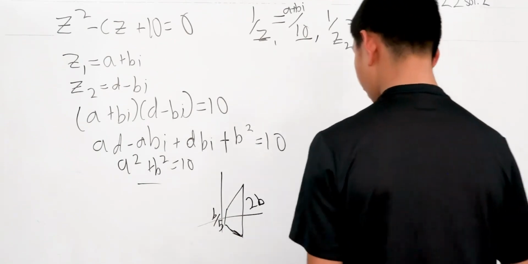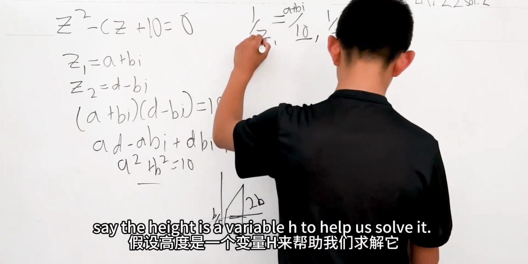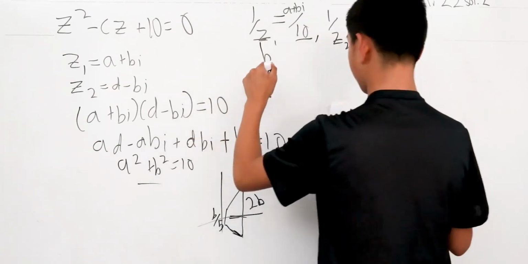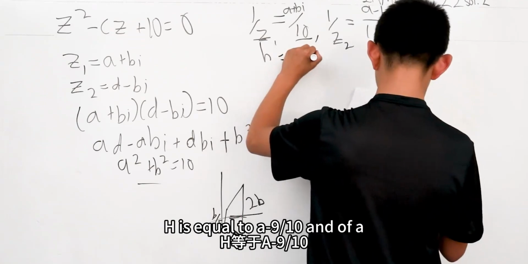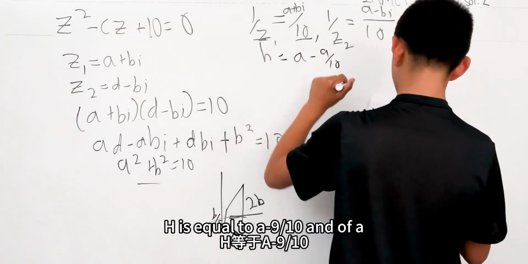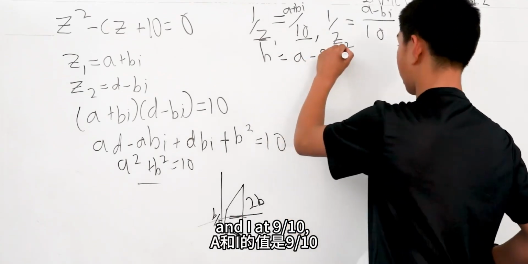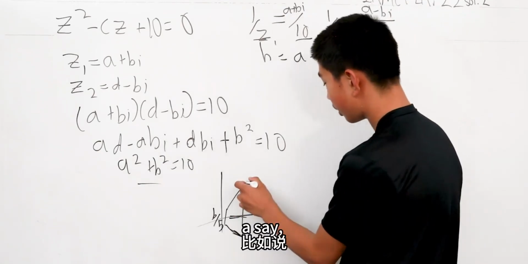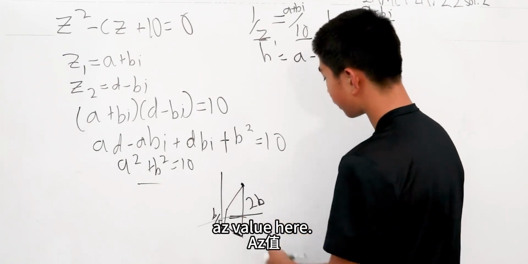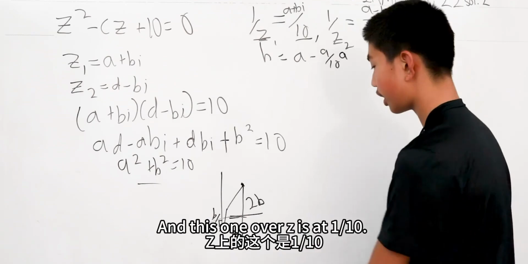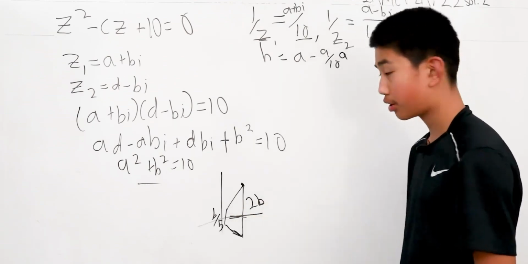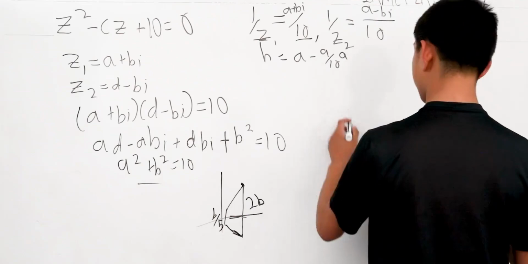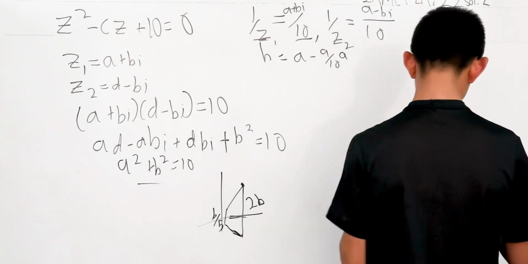Okay. Now, we want to find this little height here. So say the height is variable h to help us solve it. h is equal to 9/10 of a, and why is that 9/10? Well, it's because we have a z value here that's 10/10, and this 1 over z is at 1/10, so we want this remaining value here. Okay, so we have an expression for the height.